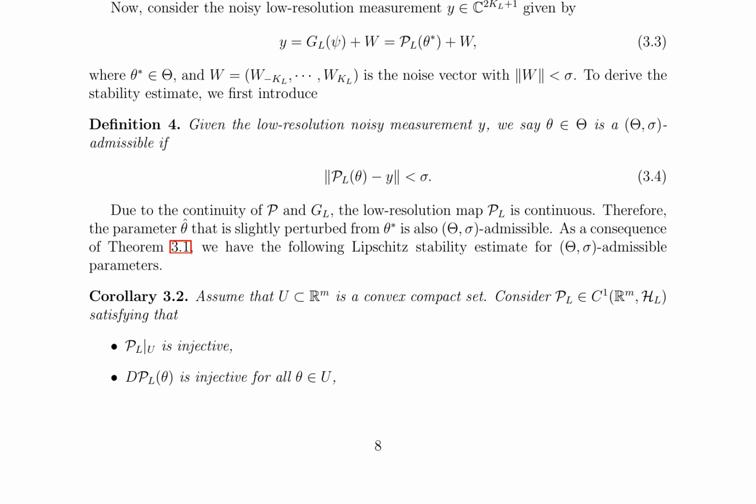The authors also develop a fundamental mathematical theory under the model-based super-resolution framework, including a stability estimate. The stability estimate is derived using the local property of the low-resolution map and the Lipschitz continuity of its inverse. The authors prove Theorem 3.1, which states that for every theta element of U, there exists Cu greater than 0 such that the norm of theta is less than or equal to Cu times the norm of PL theta. They also provide a corollary, which gives a Lipschitz stability estimate for theta sigma admissible parameters.